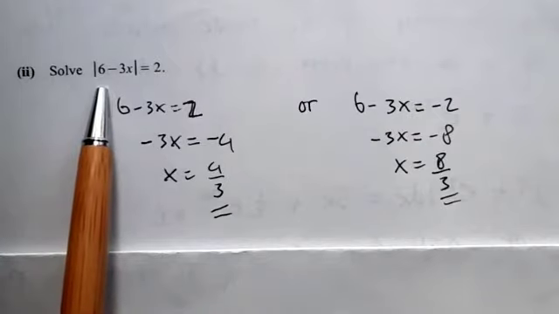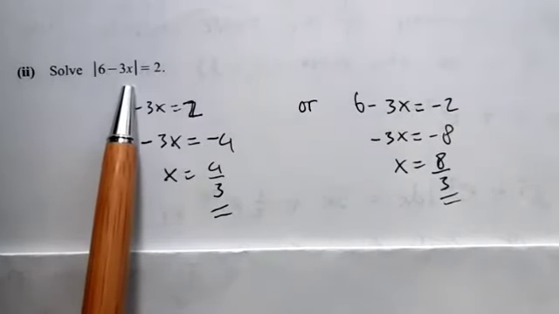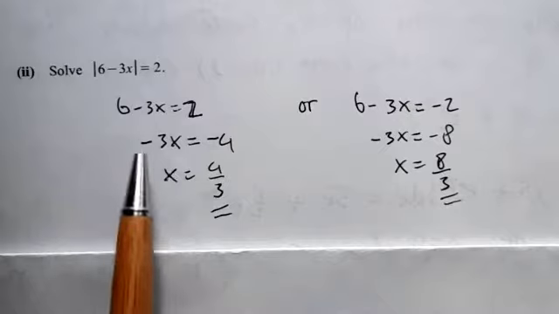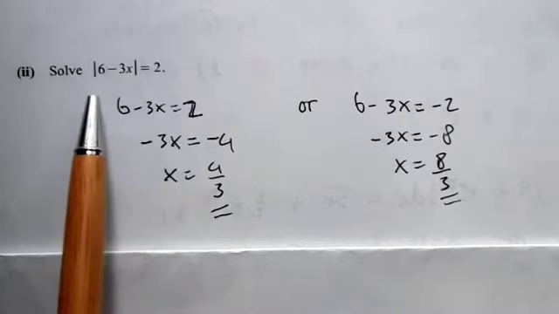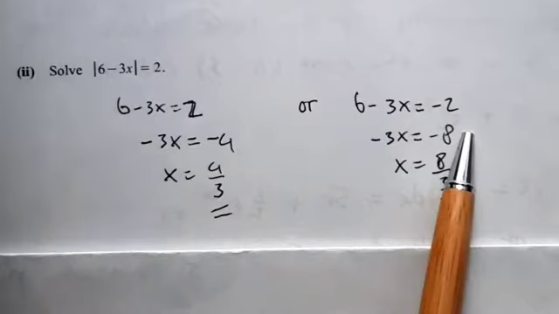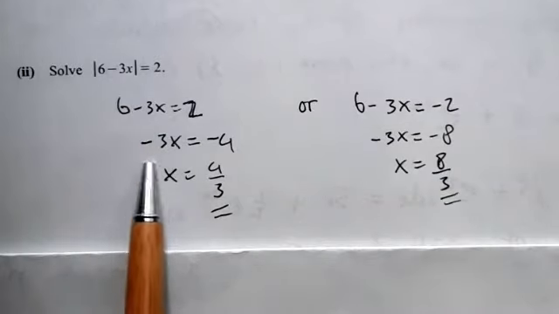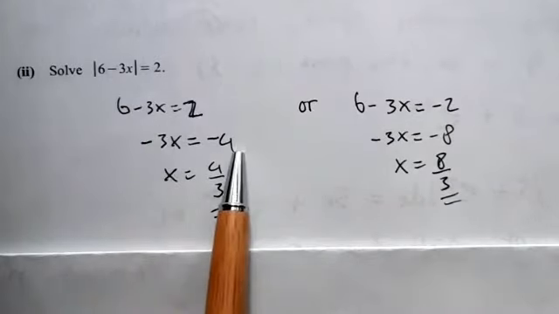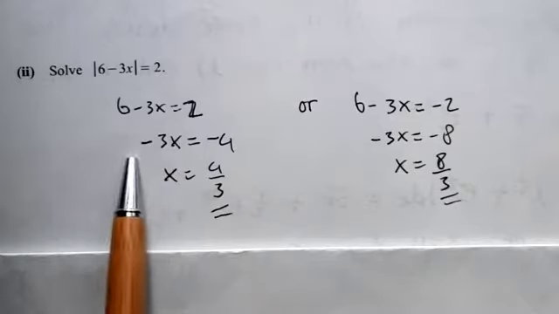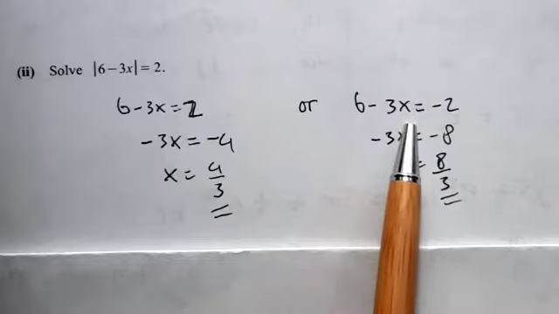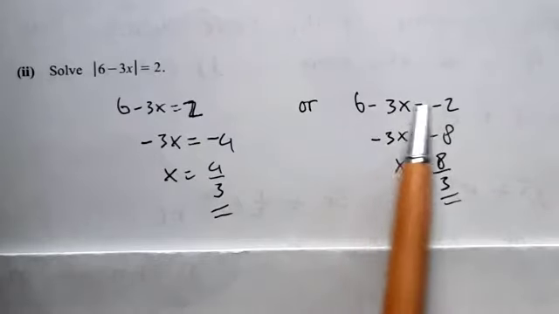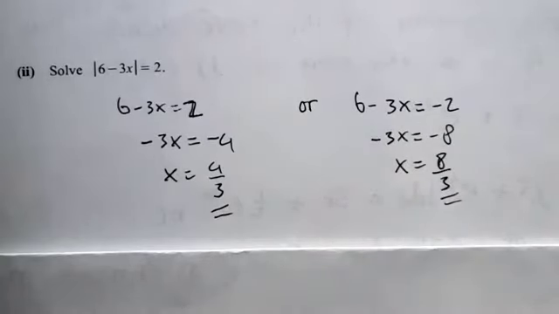II, solve the absolute value of 6 minus 3x equals 2. Thus 6 minus 3x equals 2, or 6 minus 3x equals minus 2. Thus minus 3x equals minus 4, or x is minus 4 per minus 3, that is x is 4 over 3, or 6 minus 3x is minus 2, minus 3x is minus 8, or x is 8 over 3.